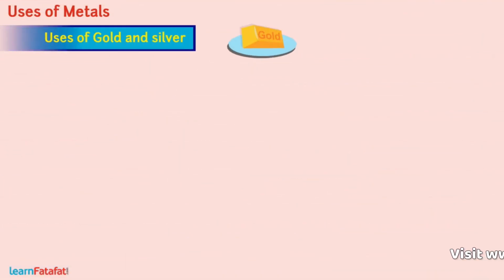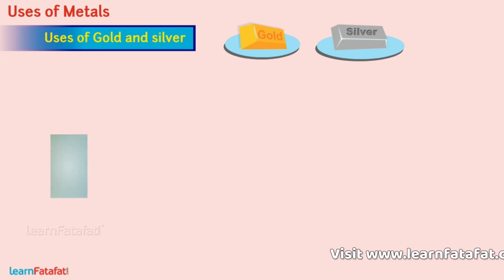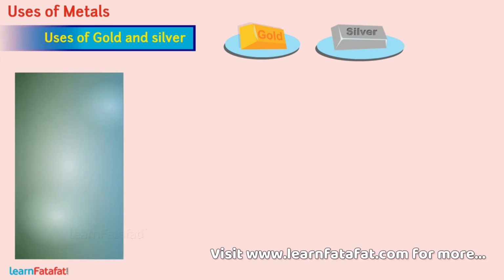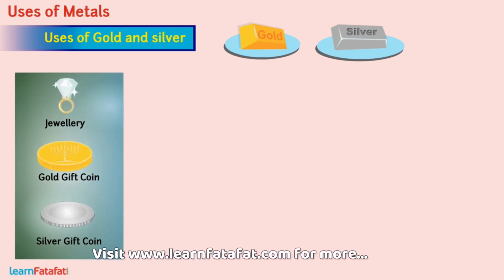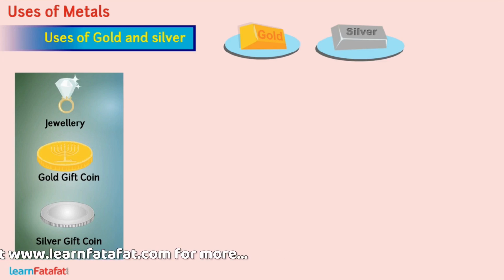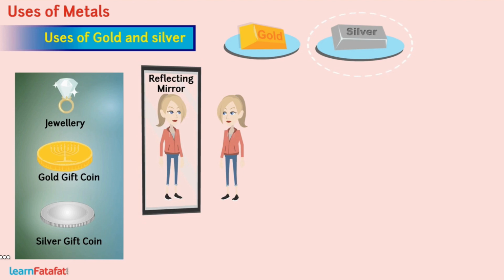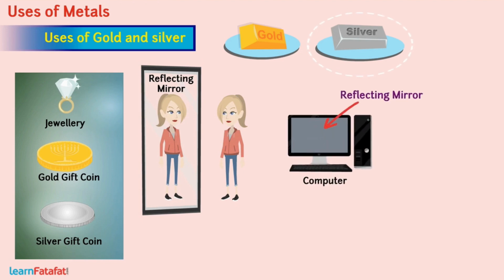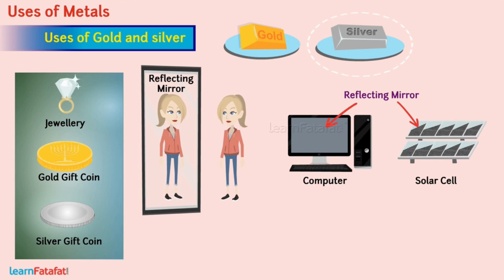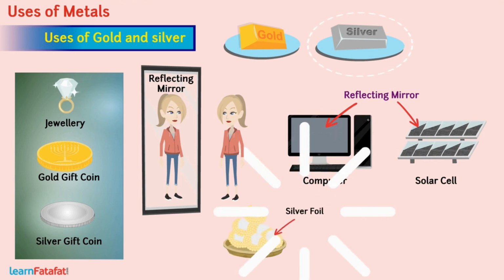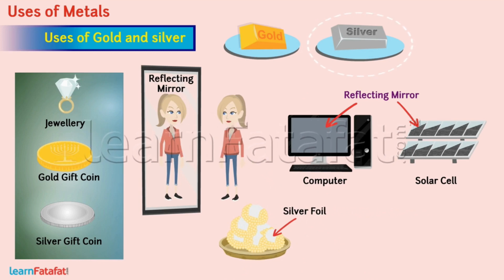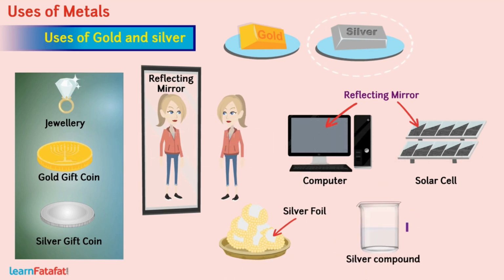Uses of gold and silver. Mostly, these are used for making jewelry and gift coins. Silver is used to make high reflecting mirrors. These are also used in computer and solar cells. Silver foil is used for decoration of sweets. Silver compounds are highly useful in photography.